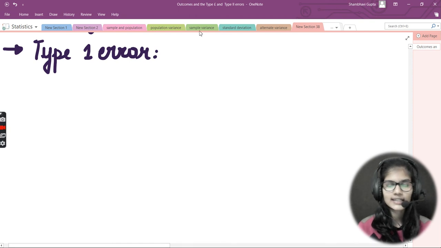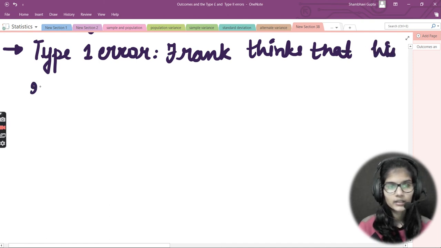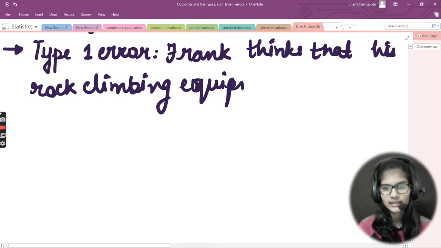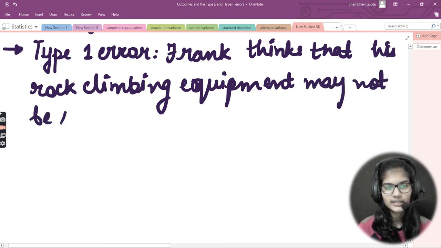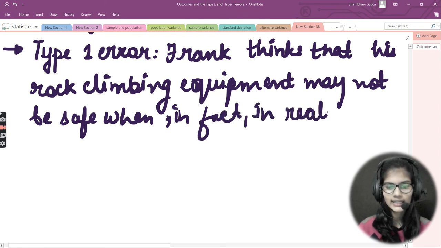Now what we had seen in the type 1 error, let me write that thing here, and after that I'll be explaining it. So the type 1 error is that Frank thinks that his rock climbing equipment may not be safe, when in fact, in reality, it is safe.